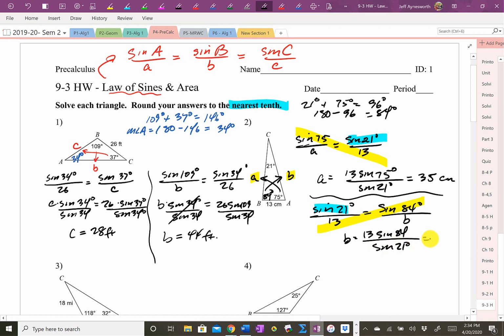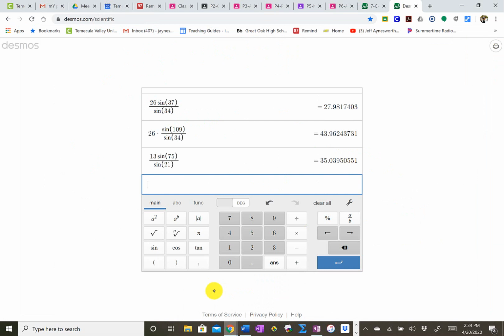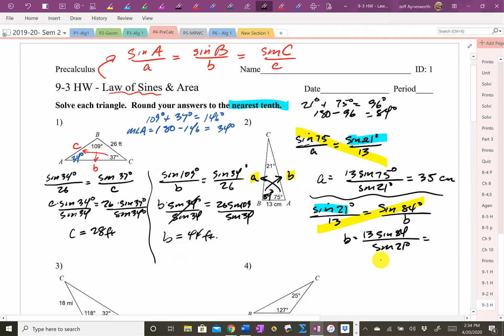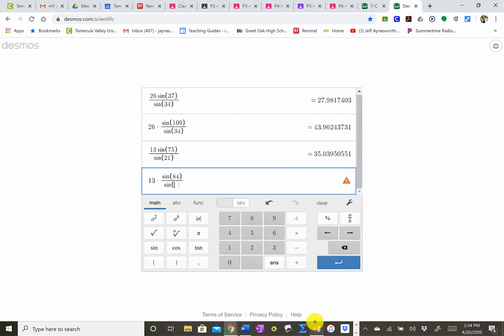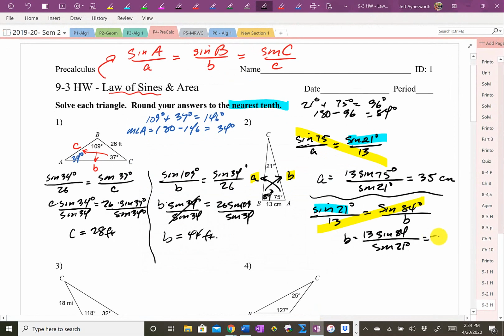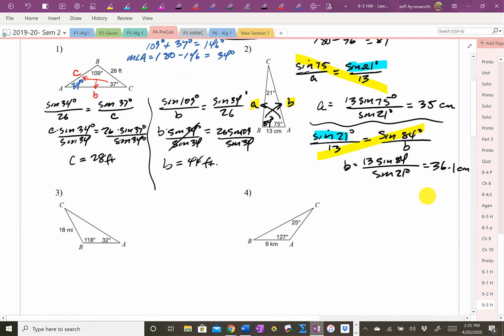And then you round it. So 13 times the sine of 84 degrees, and then you've got to divide that by the sine of 21 in this case, and then round it. That's about 36.1. So 36.1, in this case centimeters, because again, nearest tenth, right? All right, and that is how you use the law of sines.